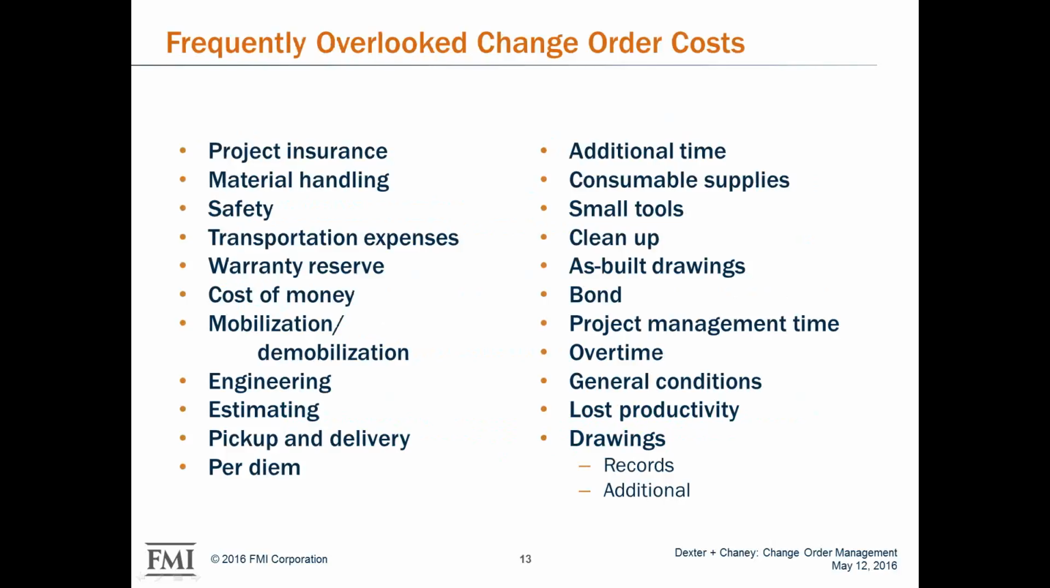Frequently overlooked change order costs. We've got quite a few here, from project insurance to material handling, transportation expenses, warranty reserves, per diem, engineering, estimating. There's quite a few on here. I think the two that I see the most and that most people really don't capture are lost productivity, which is on the right-hand side of the screen at the bottom, and project management time. Both of those are huge. Both of those can cause issues.